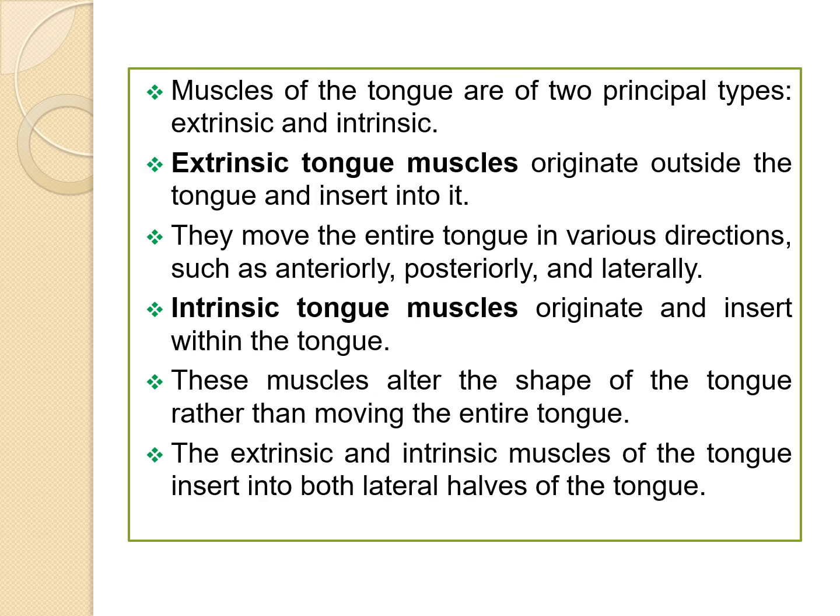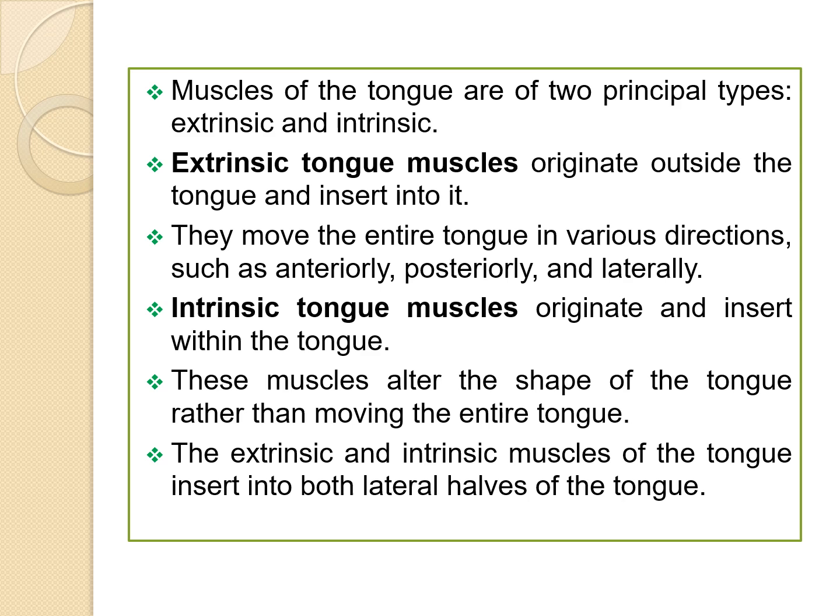Now, muscles of the tongue are of two principal types, extrinsic and intrinsic. The extrinsic tongue muscles originate outside. Extrinsic means they originate outside the tongue and insert into it. They move the entire tongue in various directions such as anteriorly, posteriorly and laterally.